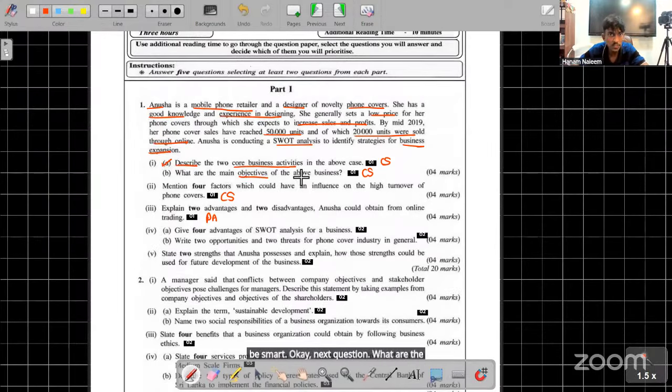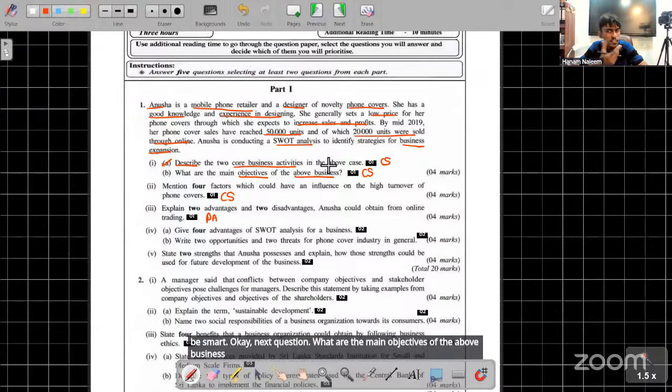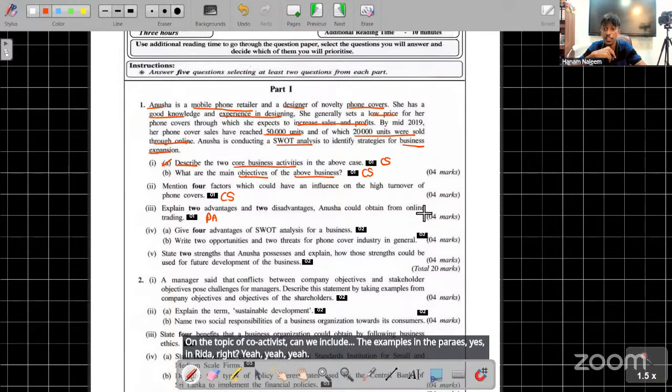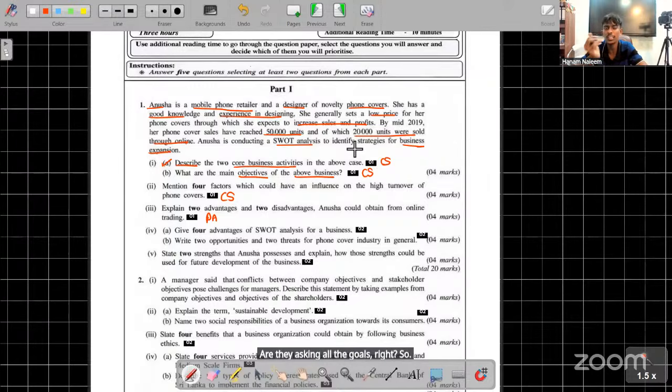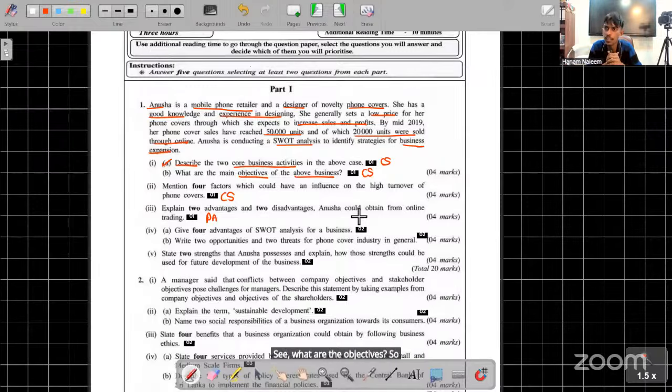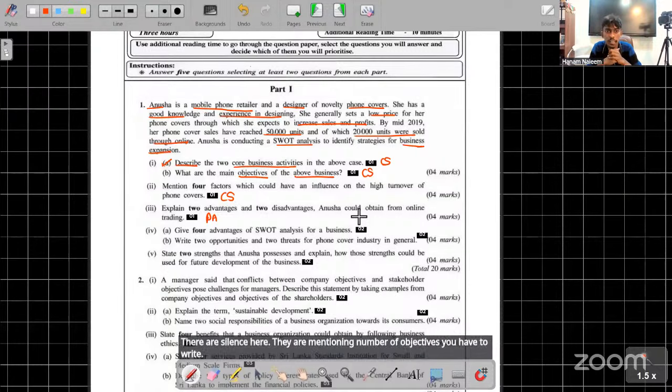What are the main objectives of the above business? Main objectives mean the goals, and the examples in the paragraph can be included. They're asking what are the goals you can see in the above business. So when you want to find the answer, don't read the case study again and underline words. Just answer it. So how many objectives will you write? They are silent here. They are not mentioning the number of objectives you have to write.